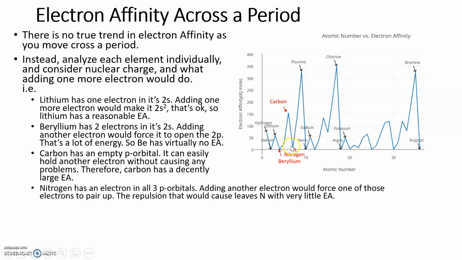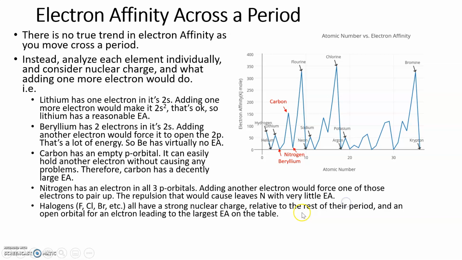Then we see that huge drop down to nitrogen. And again, the reason is that nitrogen has an up arrow, an electron in each of the 3 p orbitals. If you're going to add another electron, again, think about it, that's what electron affinity is, adding another electron. If you're going to add another electron to nitrogen, you'd have to start pairing up electrons. You have all 3 of your up arrows. Now you have to start putting the down arrows. There's going to be repulsion there. I know they're spinning in opposite directions, but there's going to be repulsion there, and that leaves nitrogen with very little electron affinity.